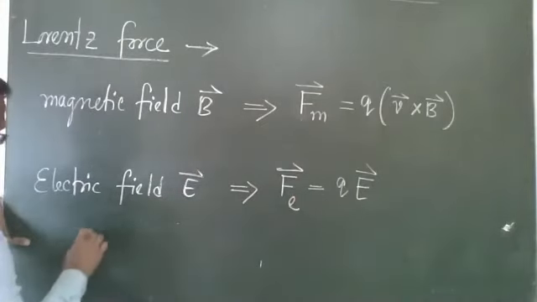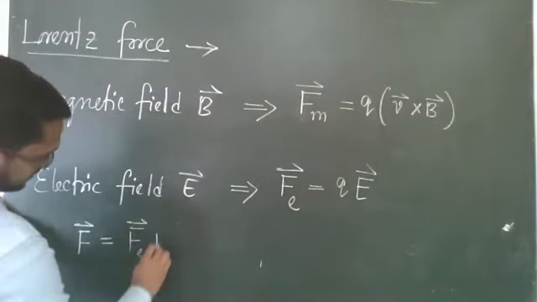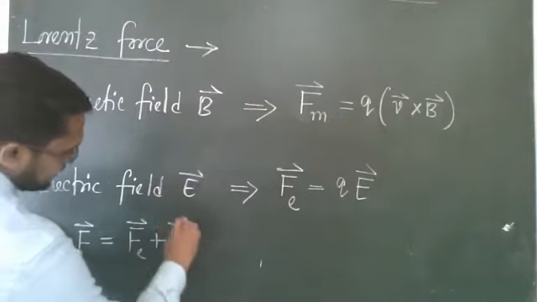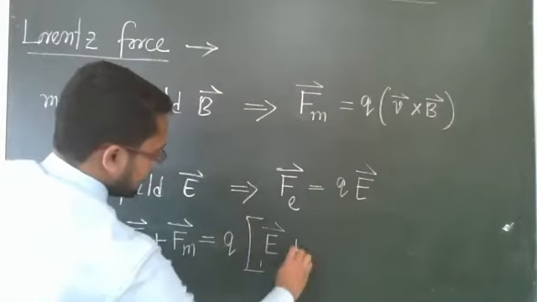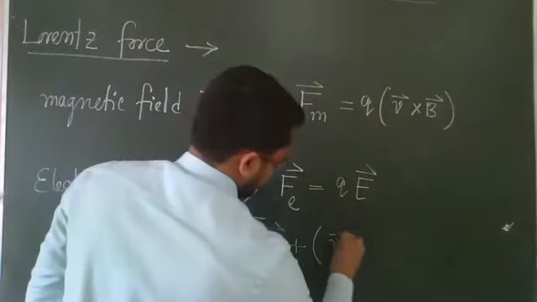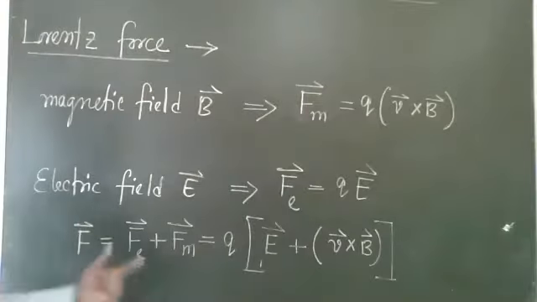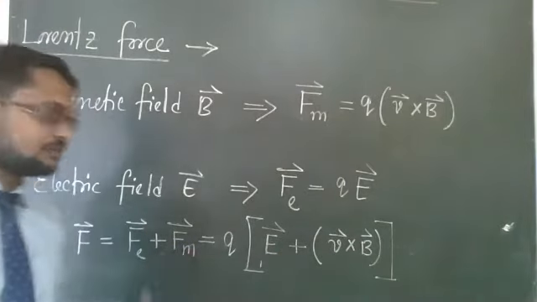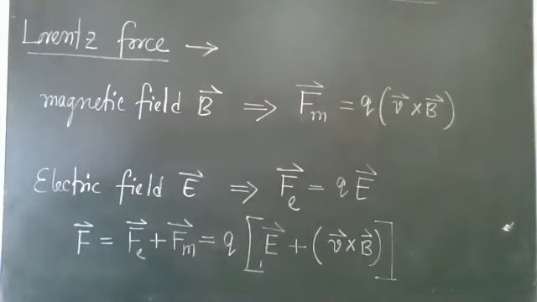And if you add these two forces, then it will be Fe plus Fm. You can take Q common, it will be Q times E vector plus V cross B. And this total force, electric and magnetic together, is called Lorentz force. Clear? This total force is called Lorentz force. Clear, everyone?